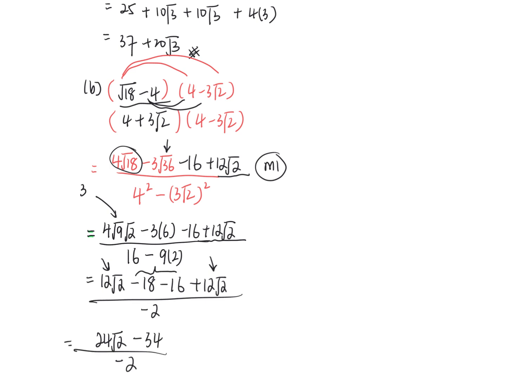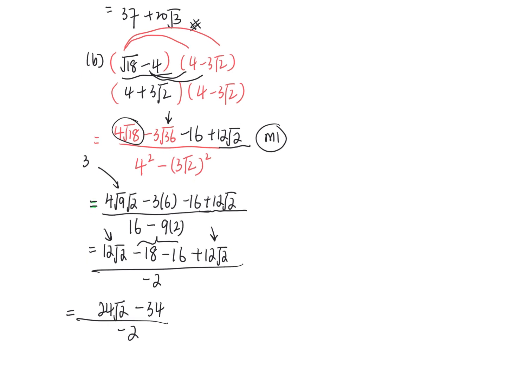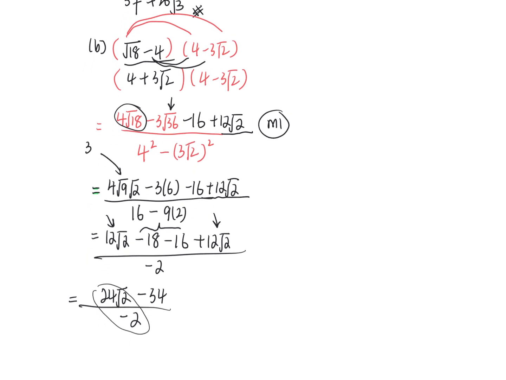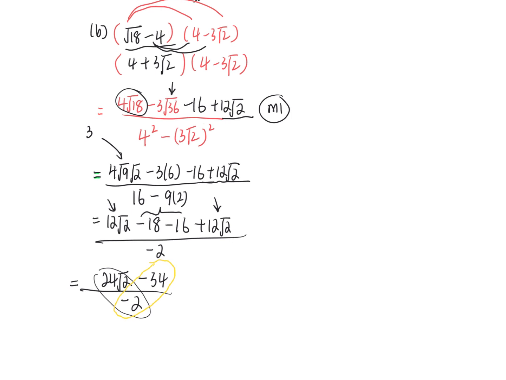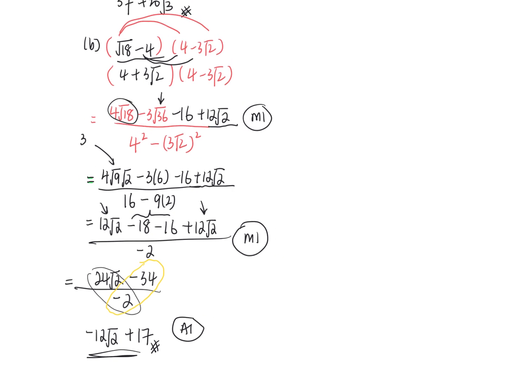When you divide by negative 2, I realize some of you don't know how to simplify it. It just means you divide these two by negative 2 separately. So 24 divided by negative 2 is negative 12. Negative 34 divided by negative 2 is plus 17. So you should end up with this. Okay, 3 marks. So rationalizing and simplifying your final answer. Some of you reach this part but cannot simplify further.